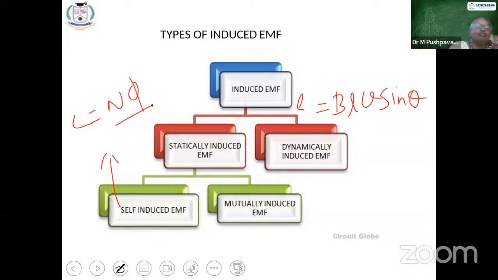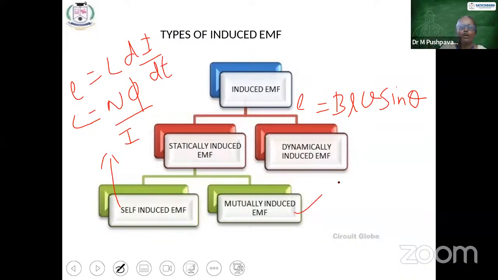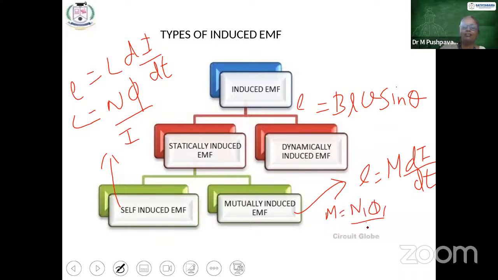Here we have two types. L equal to N phi by I, that is the self-inductance value. Self-induced EMF, E equal to L di by dt, is due to rate of change of current in the same coil. Mutually induced EMF is due to rate of change of current in the neighboring coil, or vicinity of the coil, and EMF is induced; that is mutually induced EMF. So M we know as flux linkages per unit current in the other coil: N1 phi1 by I2 or N2 phi2 by I1.